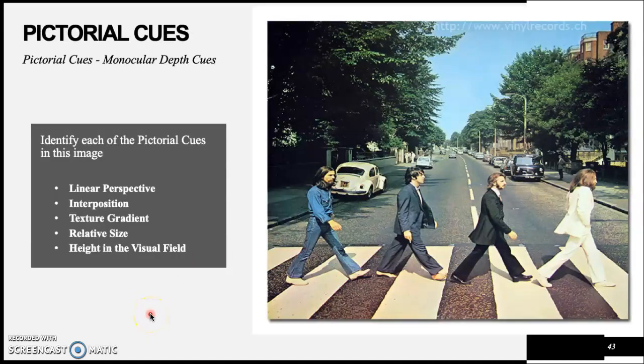Oh, nearly forgot this one. All right, so pictorial cues. We need to identify, if you can, all of the pictorial cues in this image. You'll be able to see linear perspective on our road. Even on the lines here, they are gradually converging to the horizon.